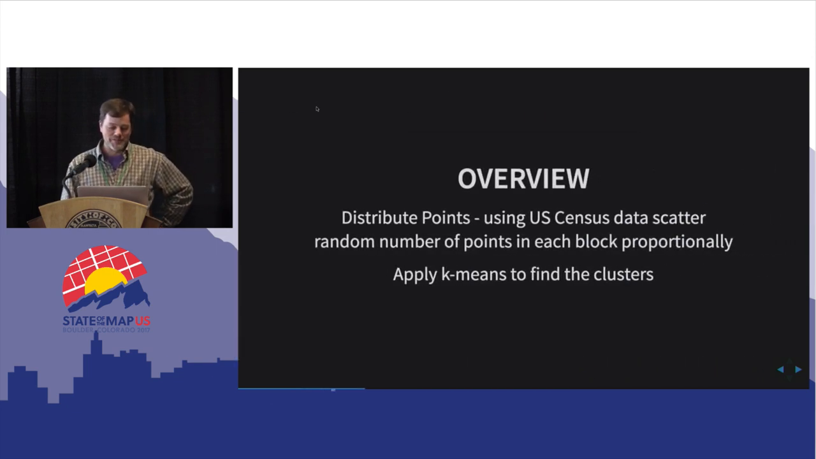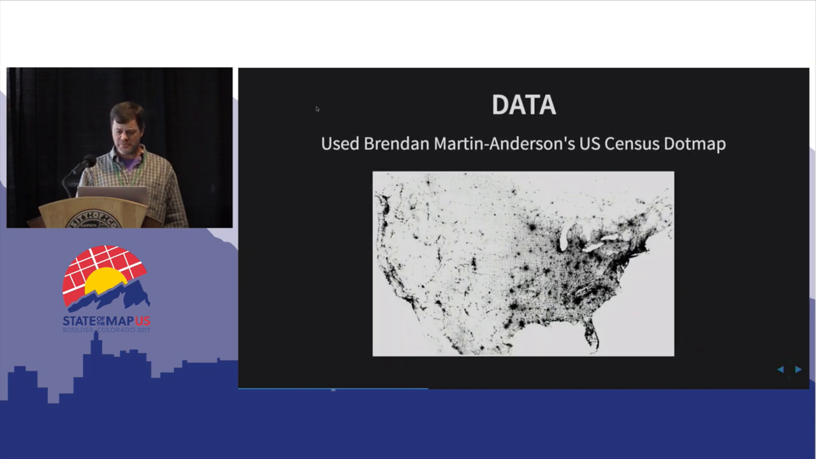All right, so there's two parts of the project. One was to get census data and scale it down just for performance reasons. I did 1 in 1,000 points. And then distribute people or households proportionally across the state. And then the second part is to use a k-means algorithm to build the districts. So here's the census dot map. Pretty neat. This map has only people on it and nothing else. So you really get to see some of the infrastructure just pop out and the density.